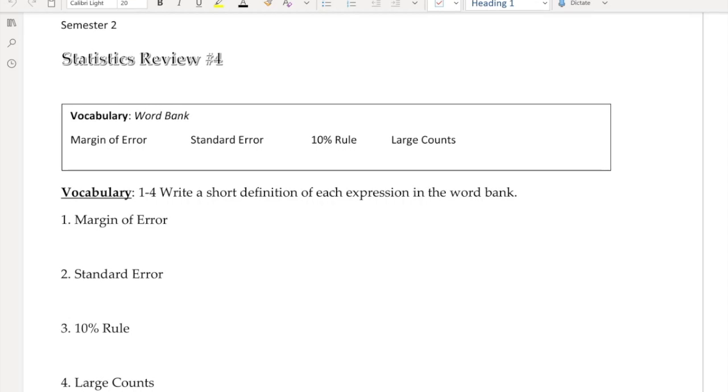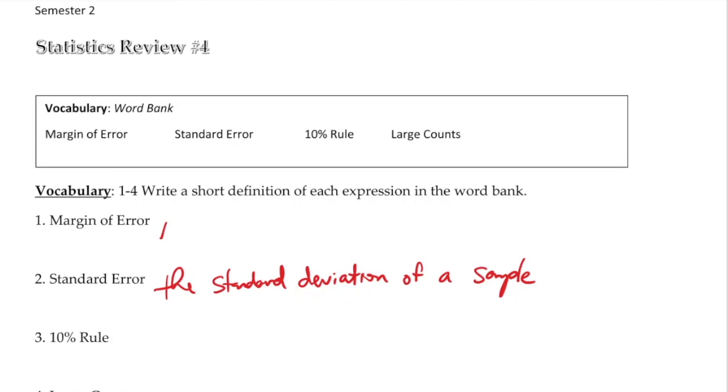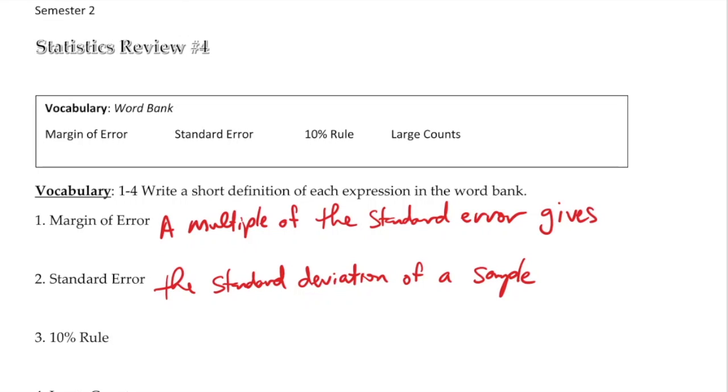This is the Statistics Review number 4 video guide. The standard error is the standard deviation of a sample. Let's go back to number 1. The margin of error is a multiple of the standard error. Now, why is it a multiple? Because whatever that multiplier is, it gives you a specific confidence.